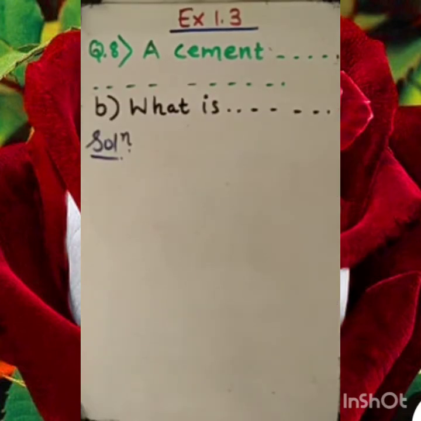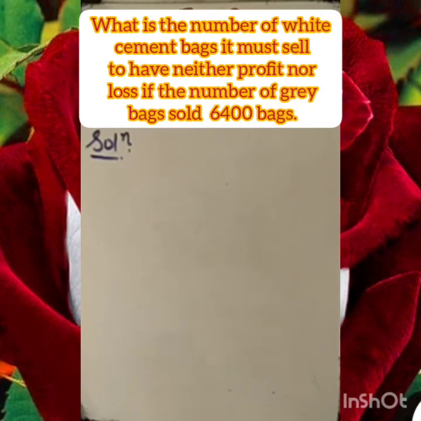The B part of question number 8. Let me read the question. What is the number of white cement bags it must sell to have neither profit nor loss, if the number of grey bags sold is 6,400? This is the question. But we do not know the number of white bags. It is not given.